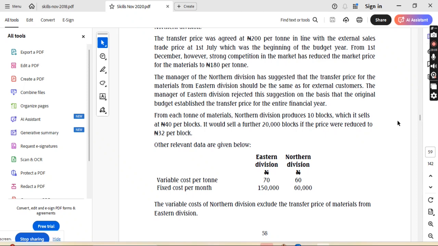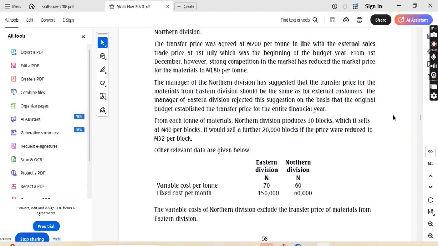Okay. So from each ton of materials, class, pay attention. For each ton of material, the selling division of material, the Northern Division, produces 10 blocks, which means for 1 ton, you will use 10 blocks for the product, right? For 1 ton, you will use what? 10 blocks.